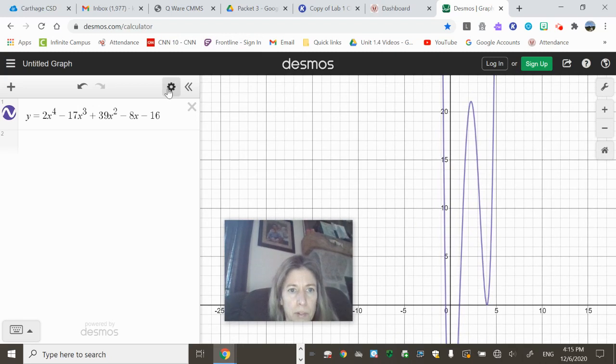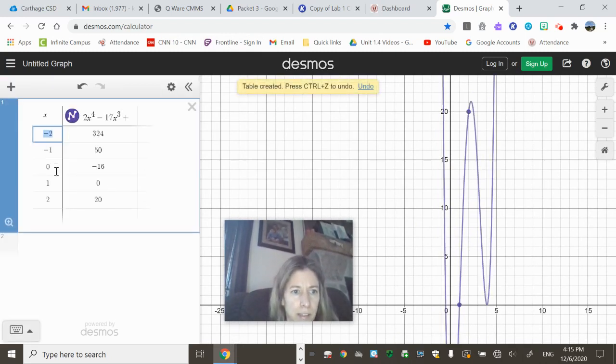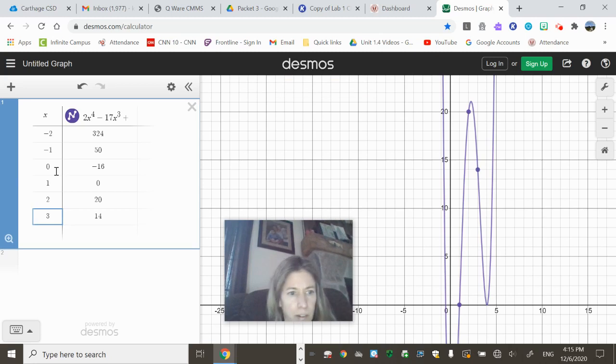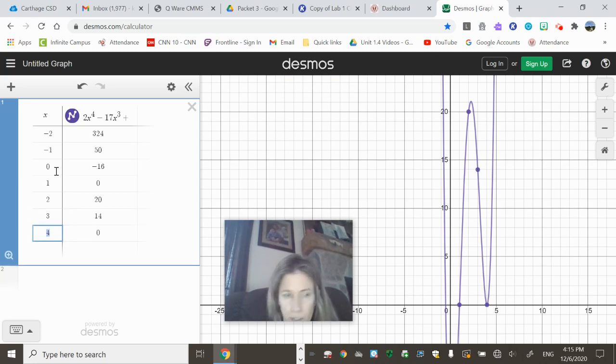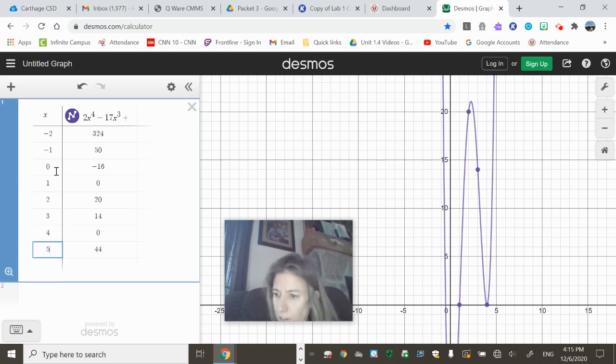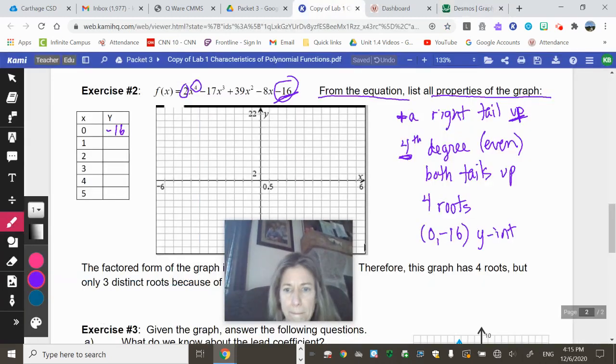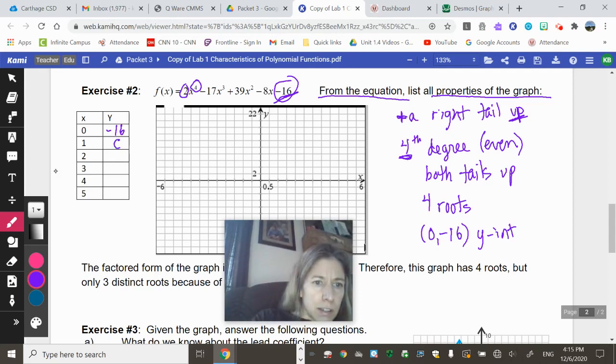We want to go to our table, so we do settings, and we hit table. In this case, it just stops at 2, and we have to go to 5, so we can just type in 3 and then hit enter, and then 4 and enter, and then 5 and enter, and that's all we need. So again, we're going to go back to the notes. I have this copied down. It was negative 16, then 0, and then 20, 14, 0, and 44.